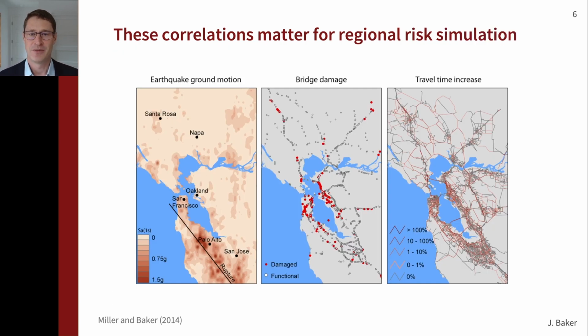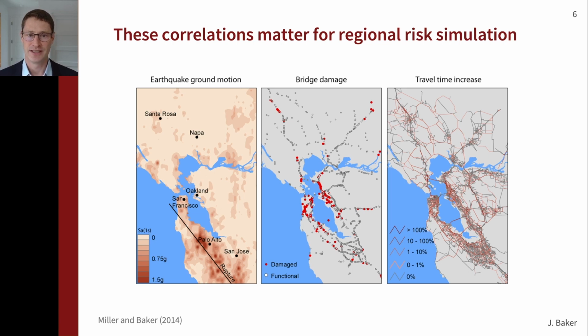Another way in which these correlations matter is when we're doing simulations of regional risk for potential earthquakes that haven't yet occurred. So here I've got some maps from some former work of Mahalia Miller. And what we were doing when we were looking at infrastructure risk or regional risk is in this left panel, we've got a simulation of earthquake ground motion for a possible future earthquake rupture. Here now looking in the San Francisco Bay Area. So the black line here is the surface projection of a potential future rupture. The coloring in this map is the ground shaking intensity, again measured via 1 second spectral acceleration.